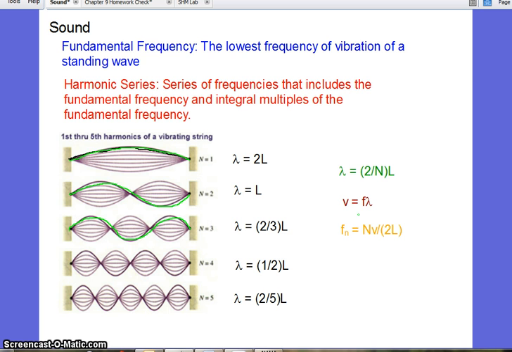The speed is the frequency times the wavelength. So the speed of a wave is the frequency times the wavelength. So doing some recalculating, we get that the frequency of a certain harmonic is the number harmonic it is times the speed of the wave divided by 2 times the length.